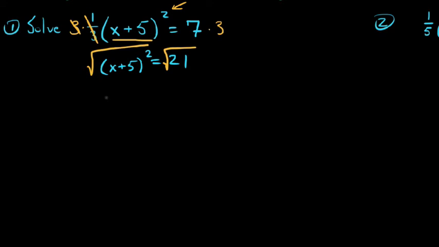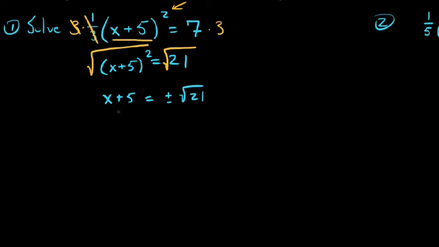So we get this. The square root and the squared cancel out, and we're left with x plus 5 on the left. And on the right here we have plus or minus. Okay, so this is important. Plus or minus radical 21. It's plus or minus, recall, because the square root of a positive number has two roots, a positive root and a negative root. And if you don't know that, then let's get used to that.